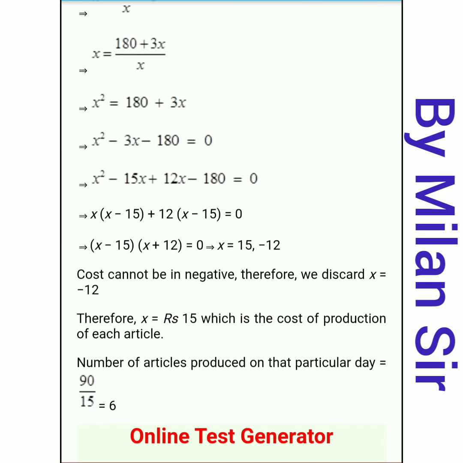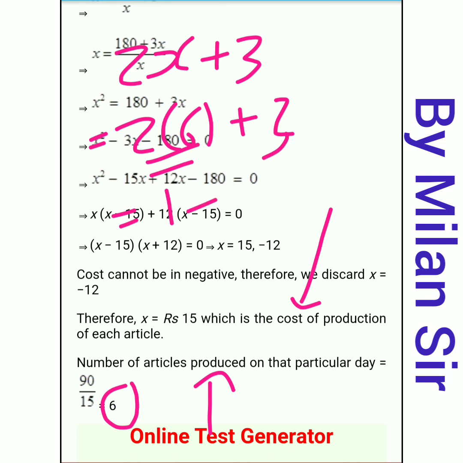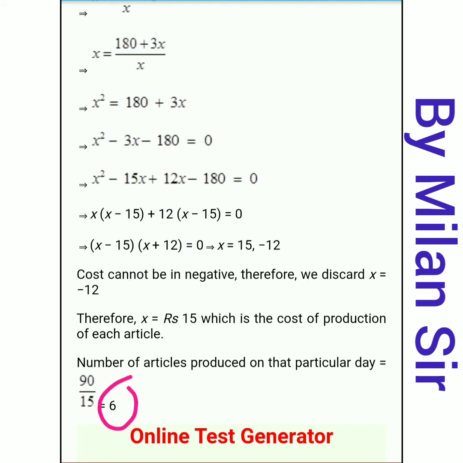So x is equal to 6, so the number of articles produced on the particular day is equal to 6. And the other thing is the cost of production, and initially we have written that the cost of production is equal to 2x plus 3. Now put the value of x. So 6 times 2 is 12, plus 3. So 12 plus 3 is 15. So our two answers: the number of articles produced is equal to 6 and the cost of production of each article is equal to rupees 15.